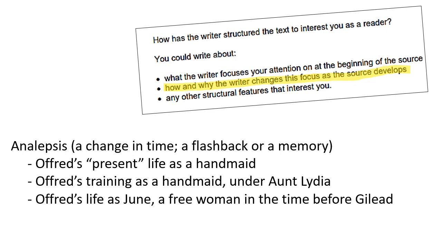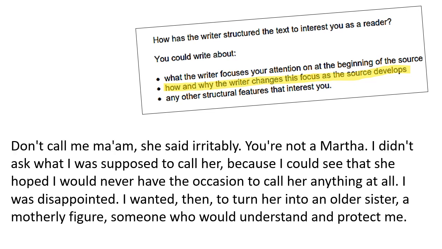It's when Offred wasn't called Offred, she was called June, and she was a free woman in modern America in the time before there was this state called Gilead, and she was free. She had a job, she had books, she had friends, she had a husband called Luke, and she had a daughter. Let's have a look at these quotes.